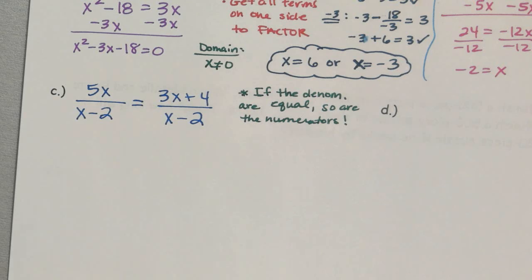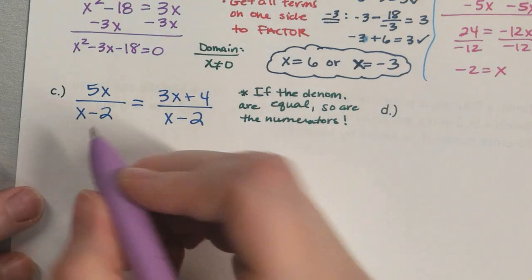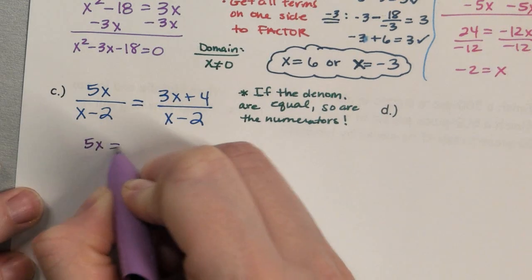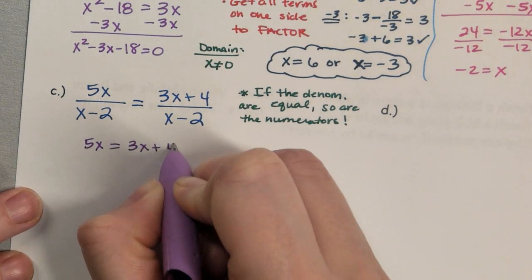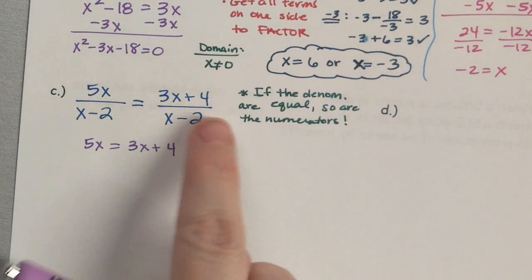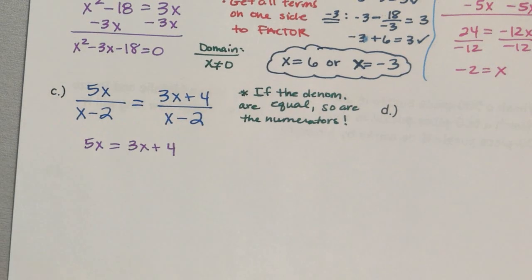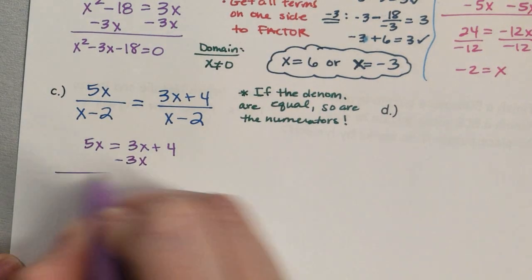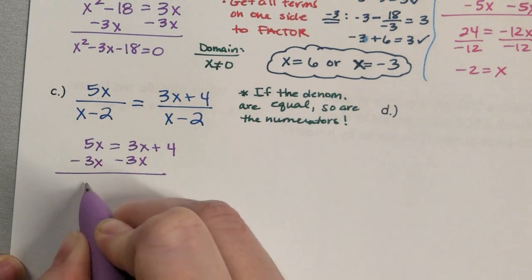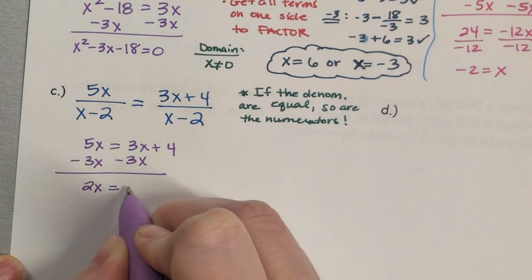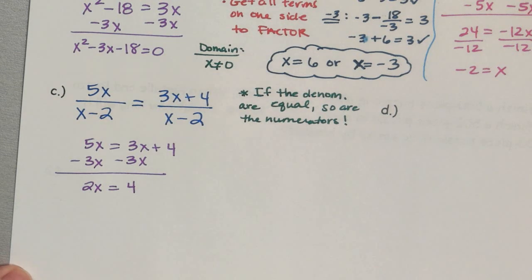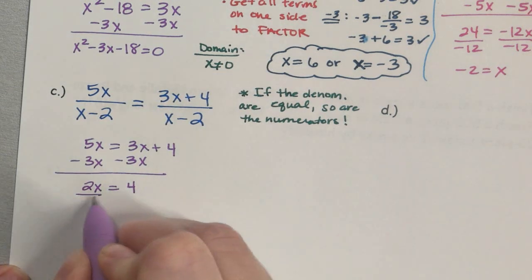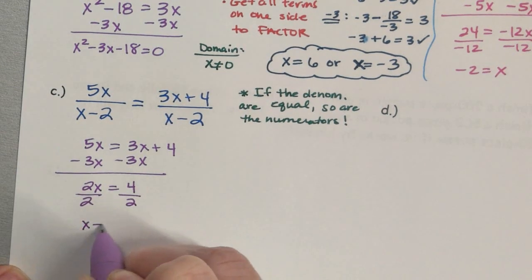So all you have to do now is set them equal to each other. So you can just set 5x equal to 3x plus 4. If you did show that you multiplied each side by x minus 2, that is perfectly fine. Okay, you can definitely show that. And then this is another one where you can get all the x's on one side. Okay, and then get x by itself using division.